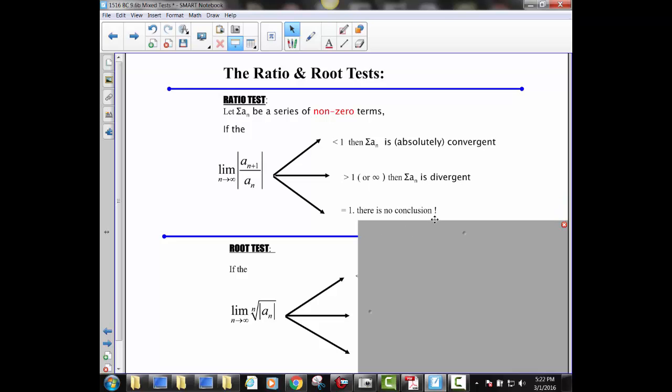That doesn't mean you stop and say there's no conclusion. It means you can't use the ratio test. You'd have to go back and use one of the other tests.